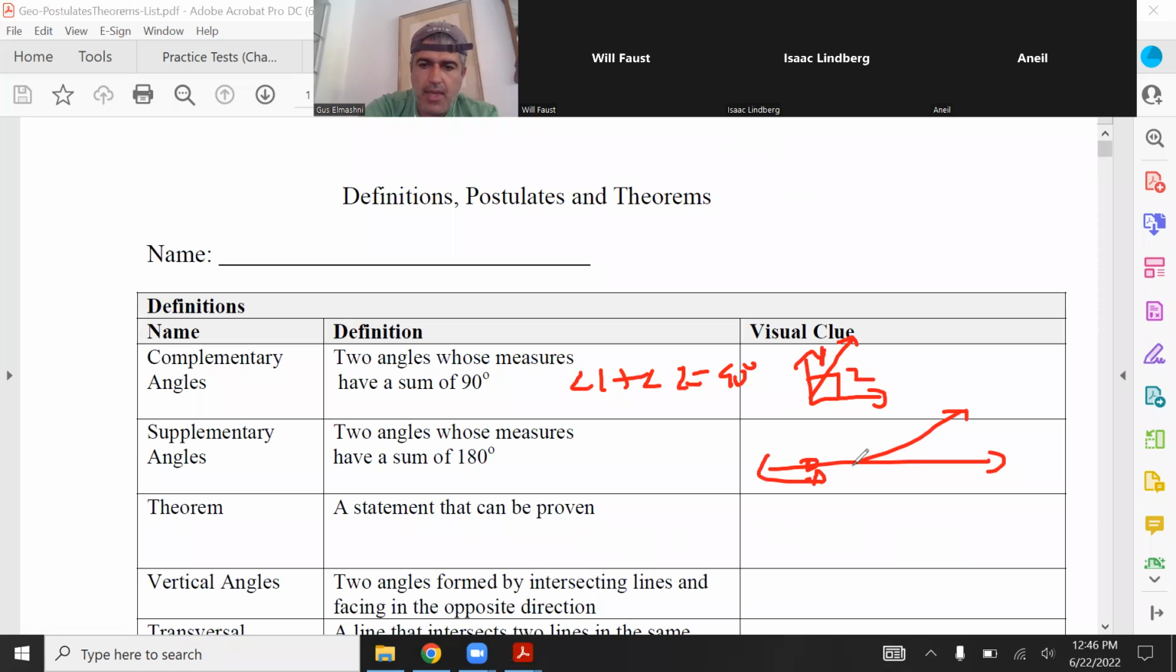So say it's like A, B, C, D. So angle ABC plus angle CBD adds up to 180 degrees. Theorem statement that can be proven. That should be a visual clue for that one. Vertical angles, angles opposite each other, are the same.